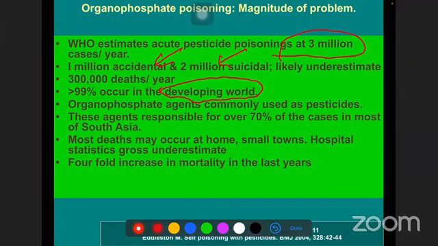In Asia, 70% of the cases occur, and most of the deaths occur at home and in small towns. In the bigger cities like Dhaka, Chittagong, and the metropolitan cities, it is very, very low. The burden of OPC poisoning in the metropolitan cities is very low, I should say. It is very high in the district level hospitals as well as the Thana level hospitals.